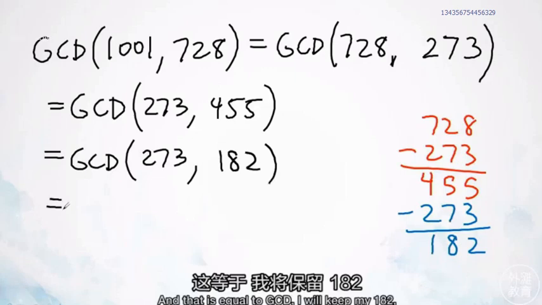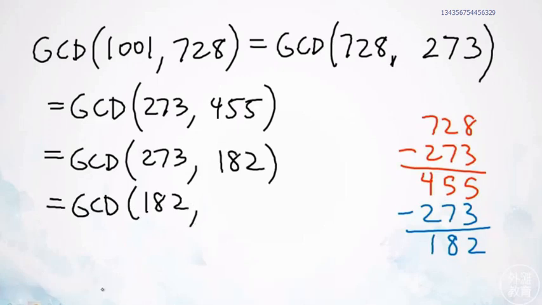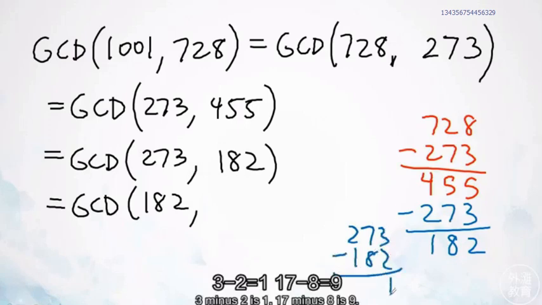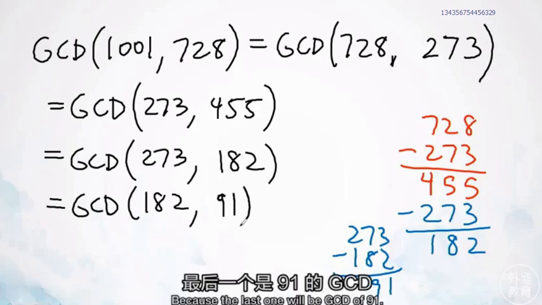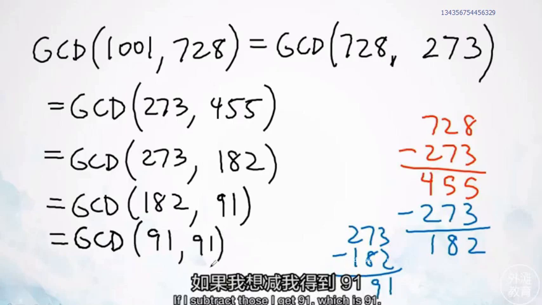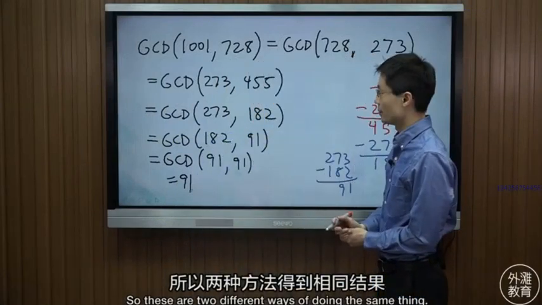and that is equal to GCD. I'll keep my 182, and now I'll take 273 minus the 182, 3 minus 2 is 1, 17 minus 9 is 8, 17 minus 8 is 9. 91, we're almost done, because the last one will be GCD of 91, and if I subtract those, I get 91, which is the 91. And so these are two different ways of doing the same thing.